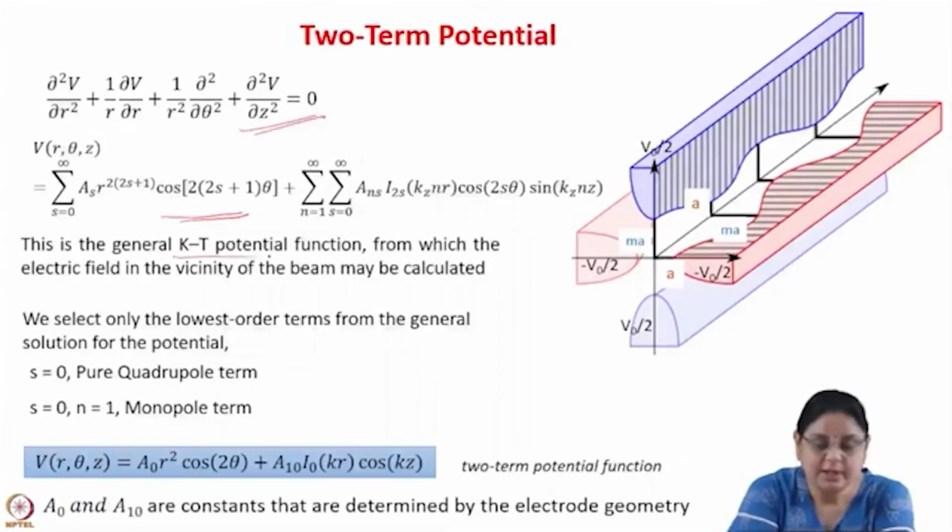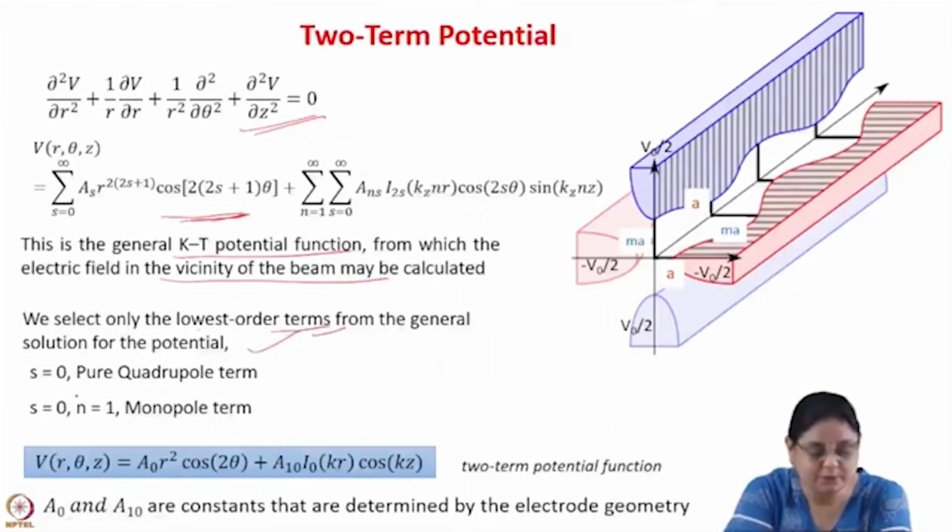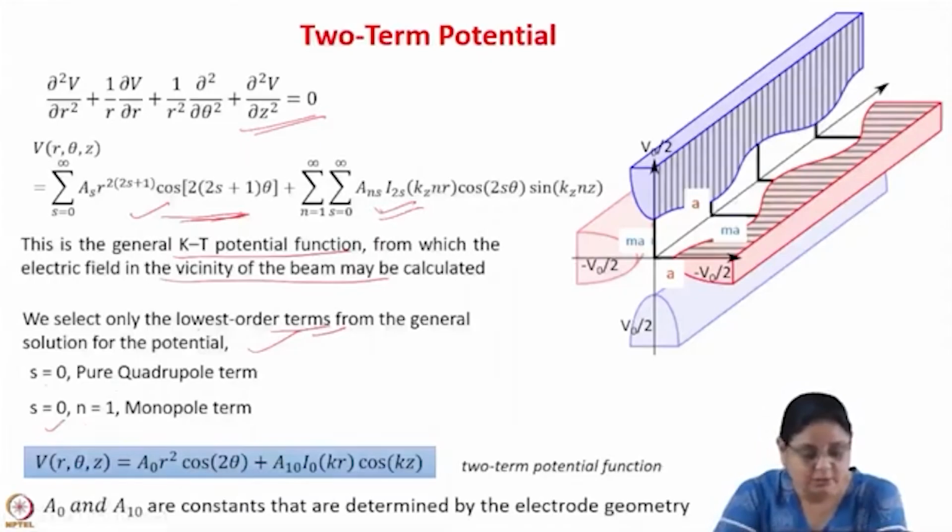So this is the general potential function from which the electric field in the vicinity of the beam can be calculated. So this is a general equation. Now for simplicity, let us just consider the first two terms of this potential. So we select only the lowest order terms from the general solution for the potential. So we take s is equal to 0 here, and s is equal to 0 and n is equal to 1 here. So just the lowest terms. So what we get is V(r, theta, z) is A0 r square cos 2 theta plus A10 I0(kr) cos kz. So this is known as the two-term potential.